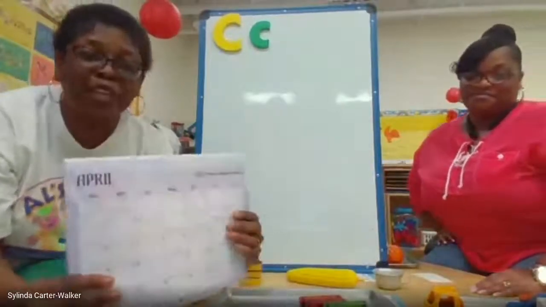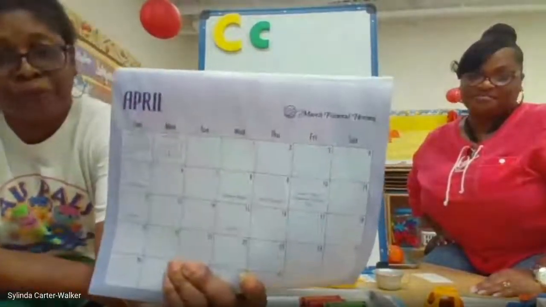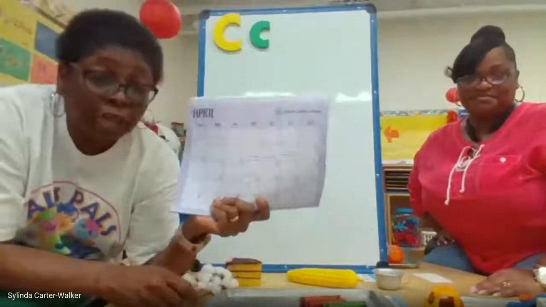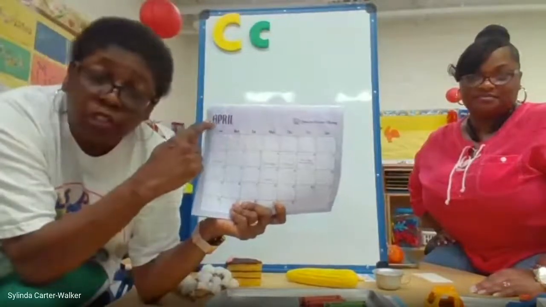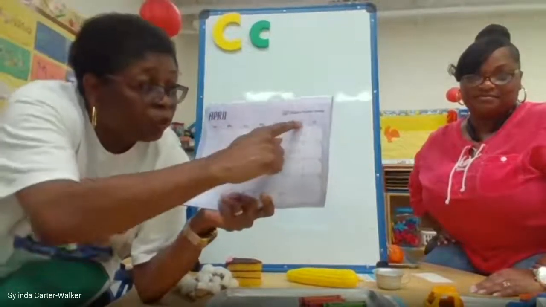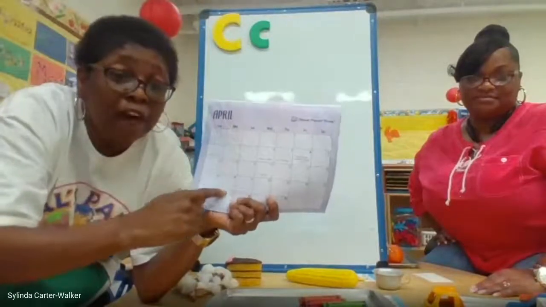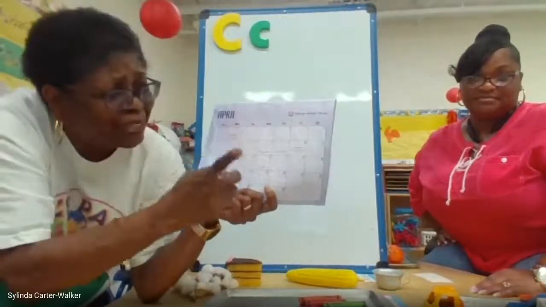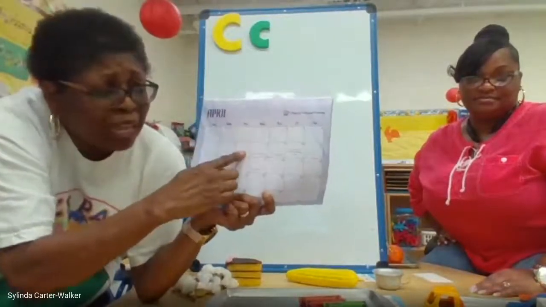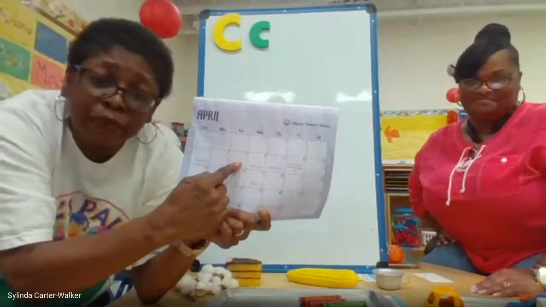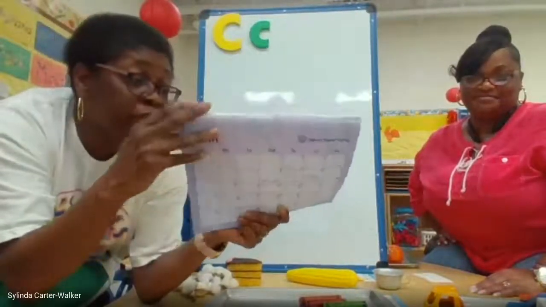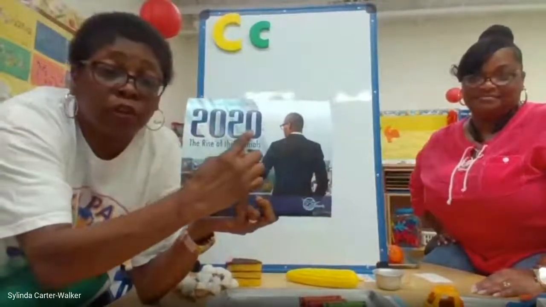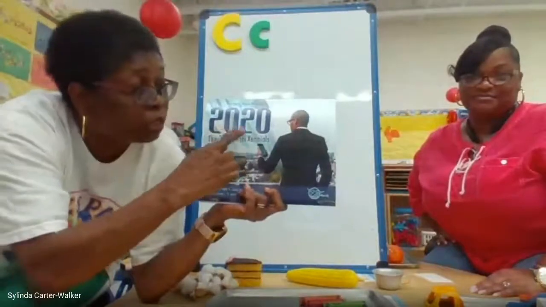My item is a calendar. Calendar. It begins with the letter C as well. A calendar shows us the month, the days of the week, the days of the month. Like, for example, today is Tuesday, April 7th. It also tells us the year that we're currently in. As you can see, we're in 2020.